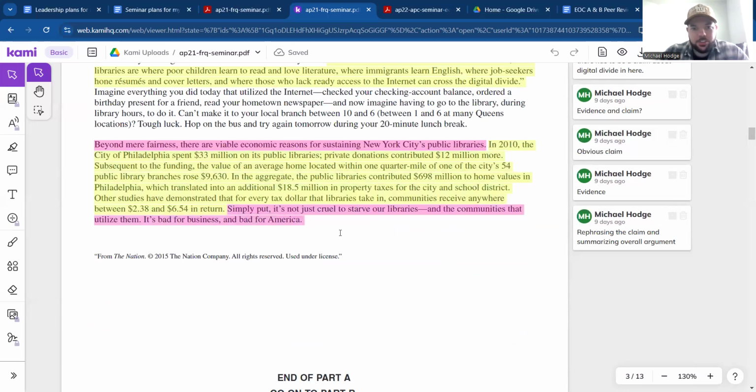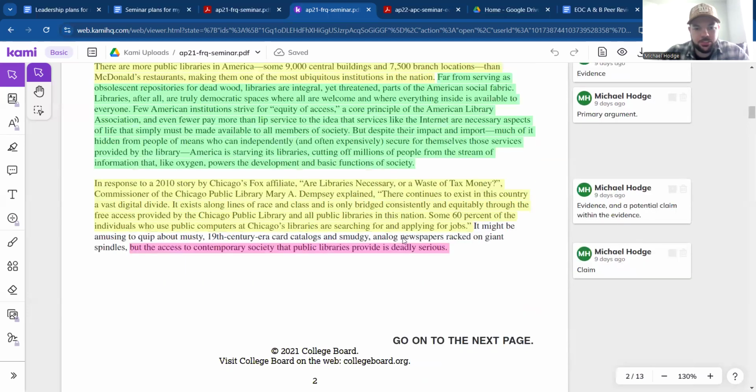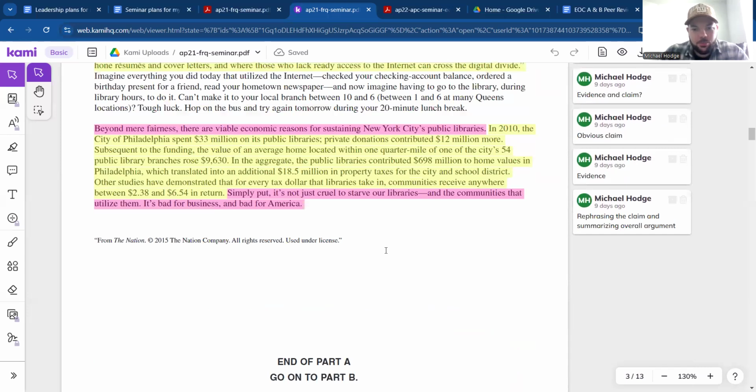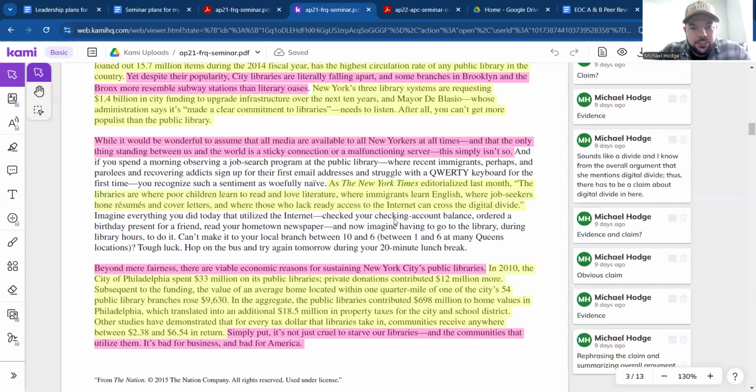When you end an argument, you're going to want to end with something that has to do with your main argument. So, simply put, it's not just cruel to starve our libraries. And remember, we said starve libraries up here. So, we're recycling the same point here. And the communities that utilize them is bad for business and bad for America. Bada bing, bada boom. I now have an idea of what the main argument is, right? And you should be able to do that within like 2 minutes. Now, my explanation of it took significantly longer than 2 minutes, but that's because I'm trying to be as detailed as possible here. So, now let's talk evidence.